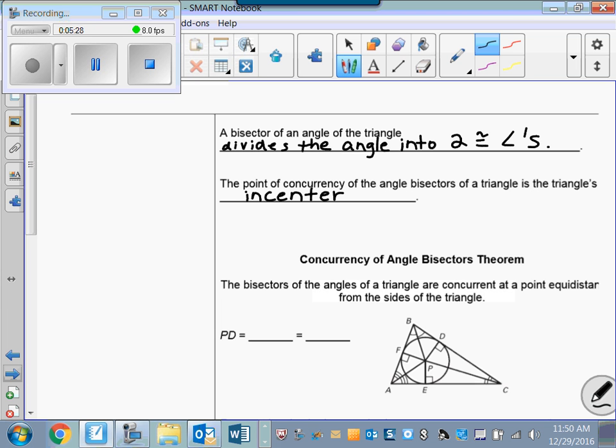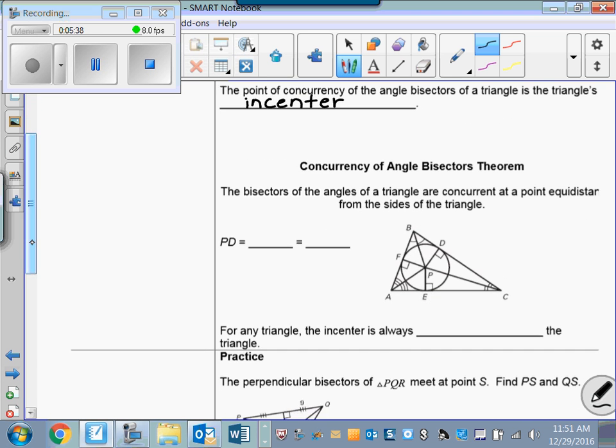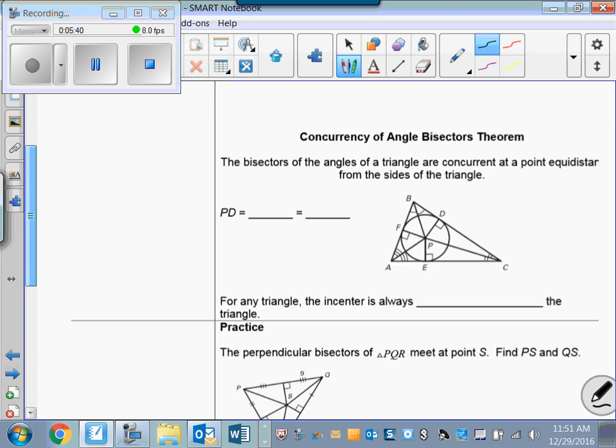So you've got the circumcenter, that's the point of concurrency of the perpendicular bisectors. You've got the incenter, that's the point of concurrency of the angle bisectors. So, how about a little theorem? The bisectors of the angles of a triangle are concurrent at a point, and of course we know this point is now called the incenter.